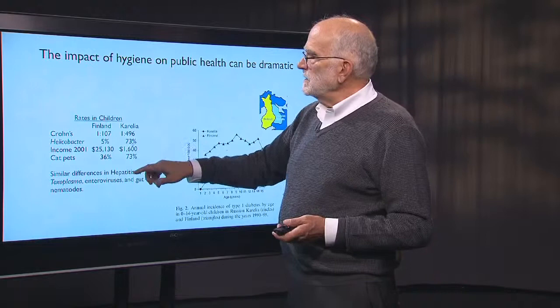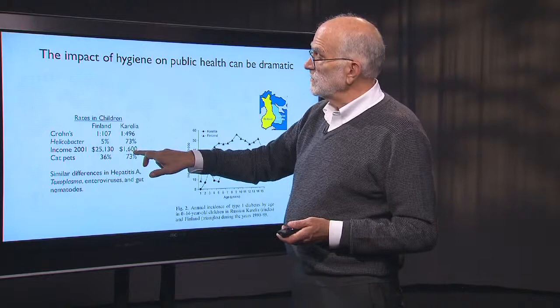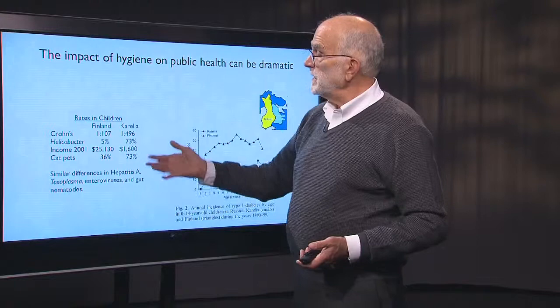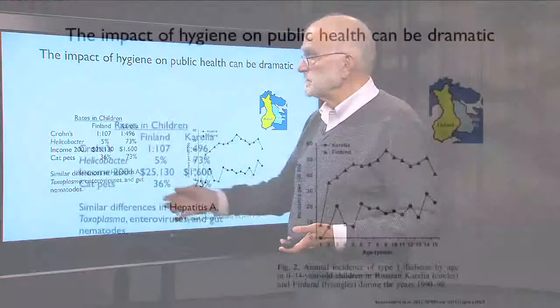The income difference is huge. In Finland, it's about $25,000 per year. In Karelia, it's about $1,600 per year. And people in Finland have fewer pets than people in Karelia. There are similar differences in Hep A, toxoplasma, enteroviruses, and gut nematodes.